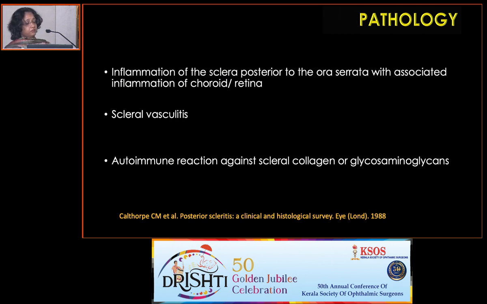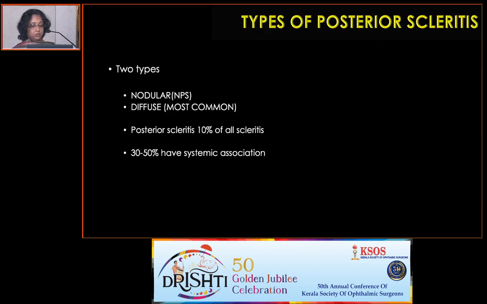It is actually inflammation of the sclera posterior to the ora serrata, and there may be associated inflammation of the choroid and the retina. It occurs either because of a scleral vasculitis, which causes inflammation of the sclera, or maybe because of an autoimmune reaction against the scleral collagen or glycosaminoglycans. Posterior scleritis can be of two types: nodular posterior scleritis, or diffuse. The diffuse variety is most common.